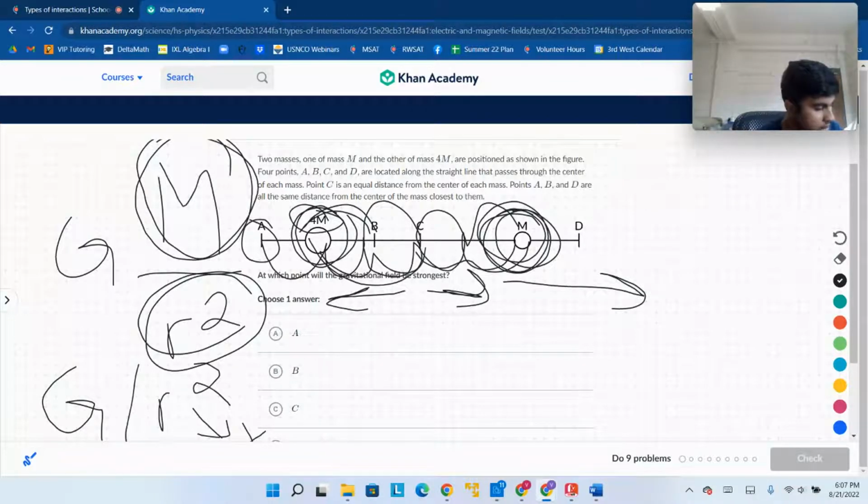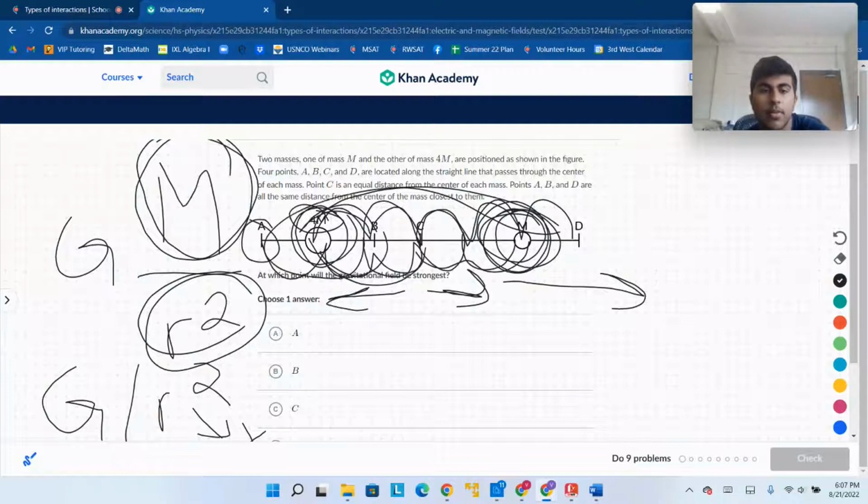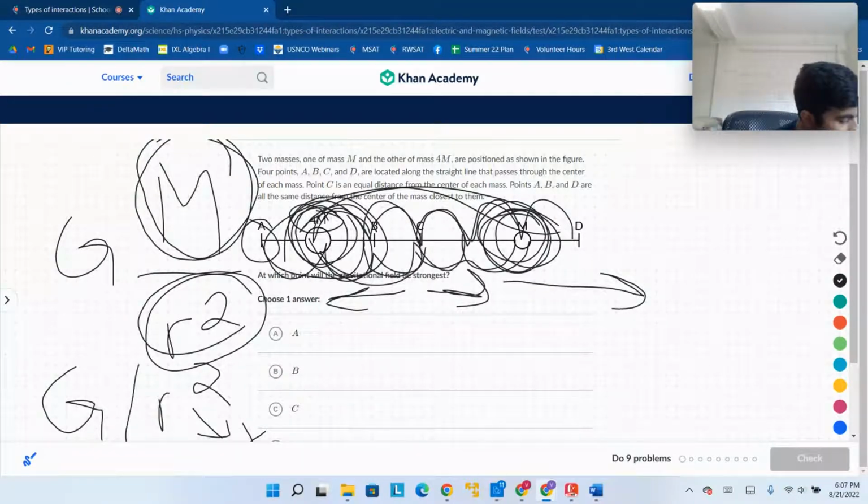Now for D, you are 1, 2, 3, 4, 5 away from this 4m right here. So that's going to be 4x over 25. And then you're going to add back the other mass. It's 1 away, so it's just going to be plus an x.